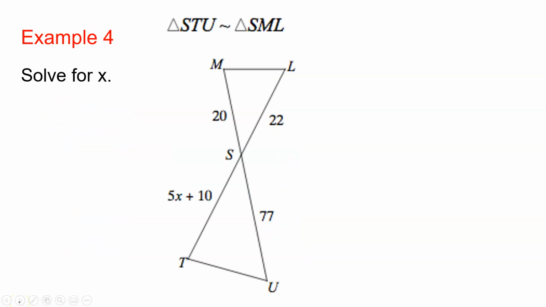All right. Example number 4. Same idea here. I want to go through and I want to solve for x. So let's use that similarity statement to help us set up our proportion. All right. So I'll start off with from M to S. Let's use this side 20 here, from M to S, using the first two letters, M and S. That's going to be S and T.